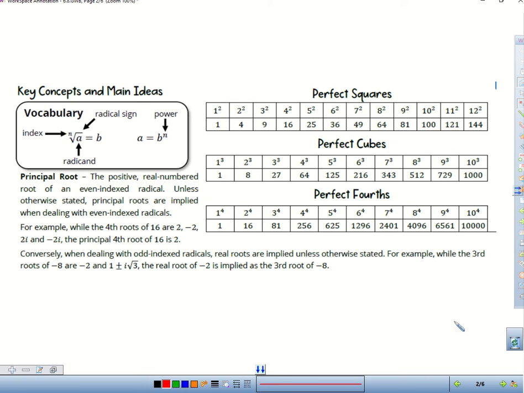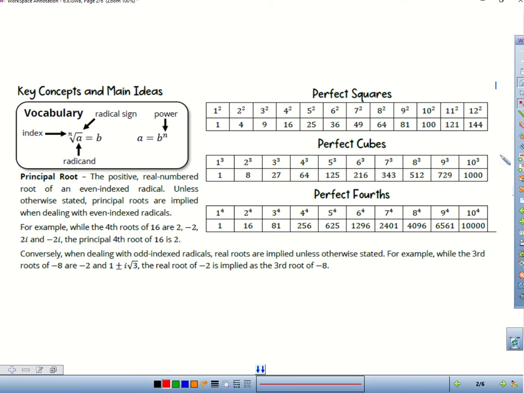So a principal root is basically the positive real numbered root of an even index radical. Unless otherwise stated, principal roots are implied when dealing with even index radicals. So while there's multiple different roots of 16, we always talk about the positive 2. Okay, so you assume the simplest form unless otherwise stated.